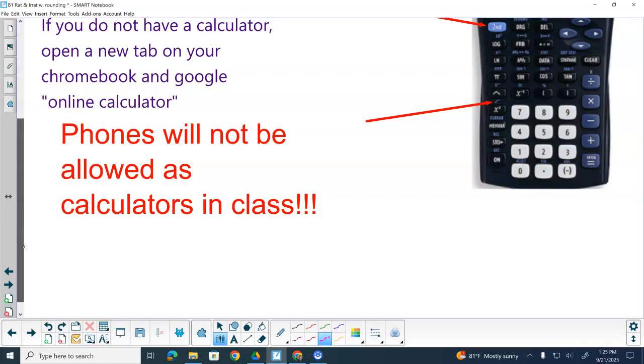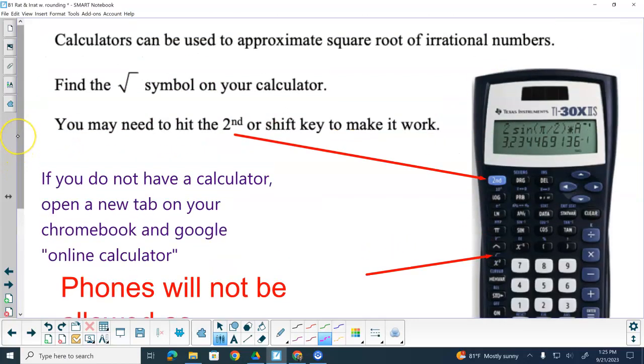But it is your job to figure out how to use a calculator in here because you won't be able to use your phone as the calculator. Now, on different calculators, there are different ways to find the square root. On these, it's a second and then the x squared key. On other people's, you have a square root key on yours.